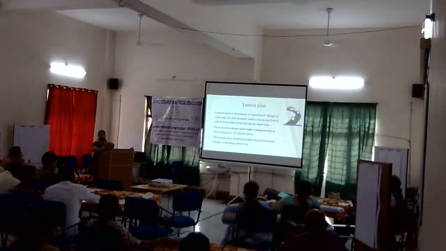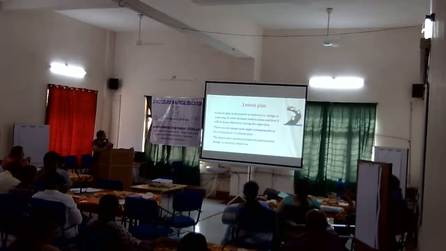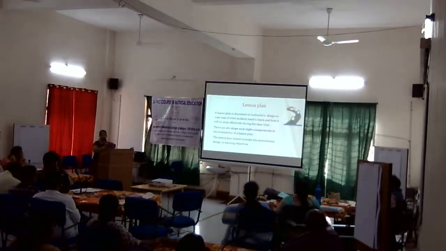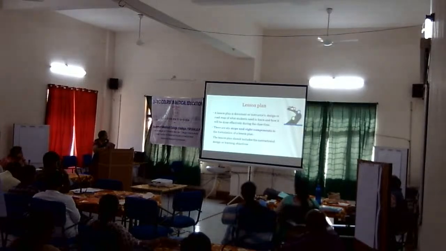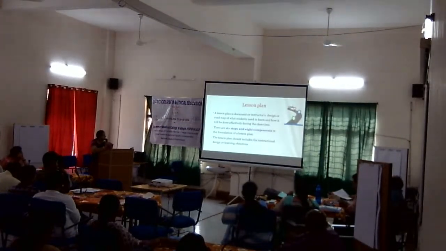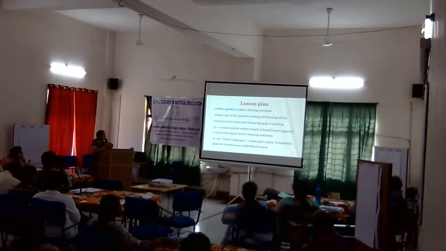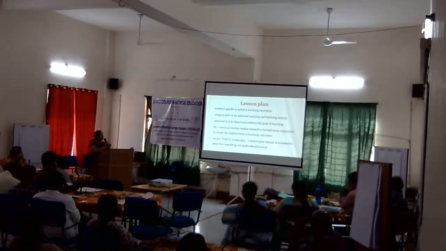So next, coming to a lesson plan. A lesson plan is a document, or instructor's design or roadmap, of what students need to learn and how it will be done effectively during the class. And if you see, there are 6 steps and 8 components in the formulation of a lesson plan. So the lesson plan should include the instructional design or learning objectives. It is a written guide to achieve learning outcomes.